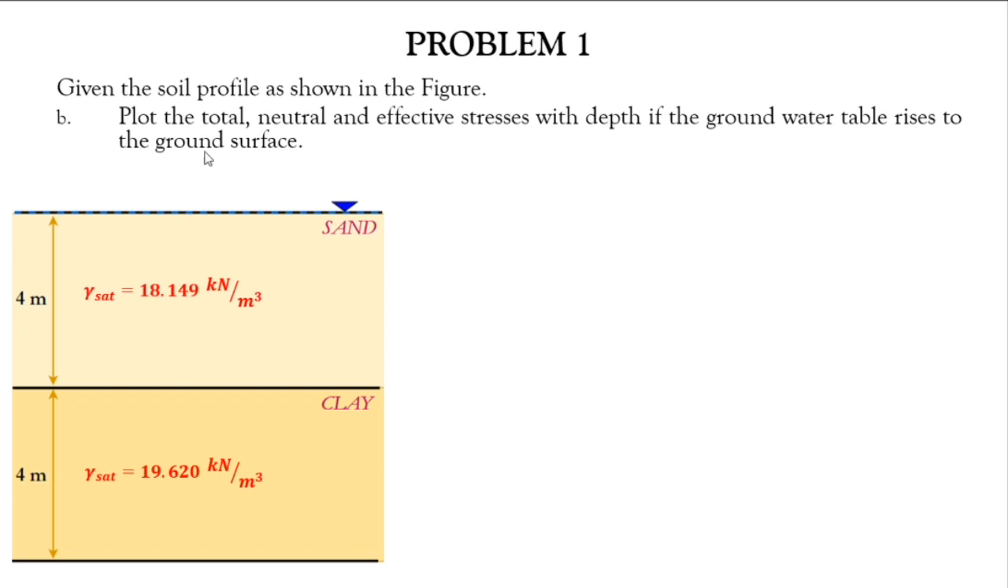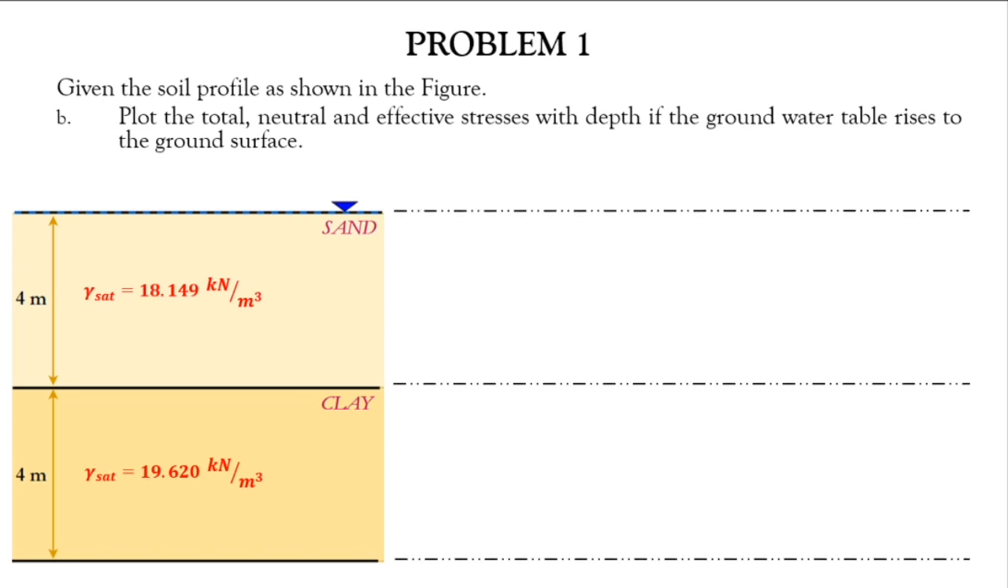Plot the total, neutral, and effective stress of the same soil layers with depth. Kaso nga lang, ang groundwater table natin dito rises to the ground surface. So that means yung kaninang layer na dry above the groundwater table, this time, fully saturated and submerged na rin. Kaya kinuha ko na lang yung computation natin kanina na saturated unit weight ng sand, since wala namang dry part dito sa sand. Alright, so, proceed na agad tayo sa total stress.